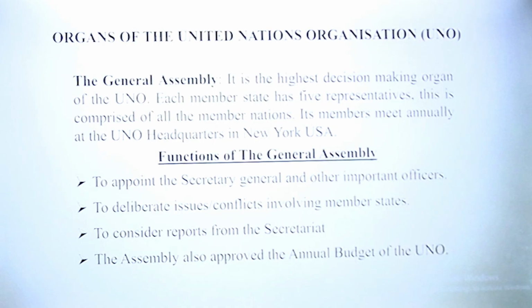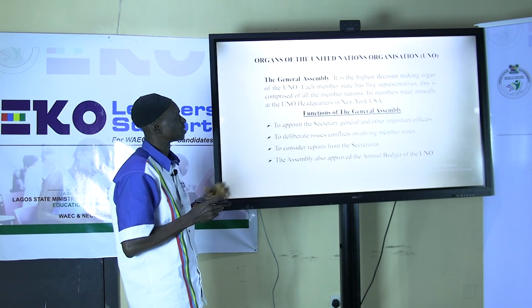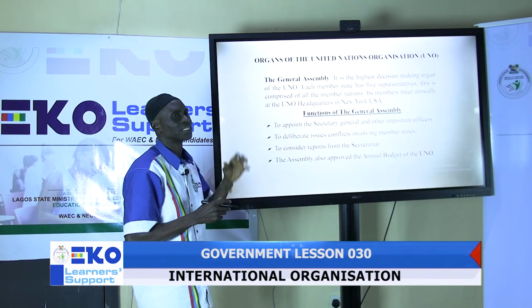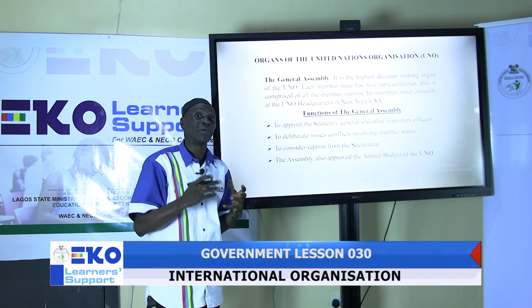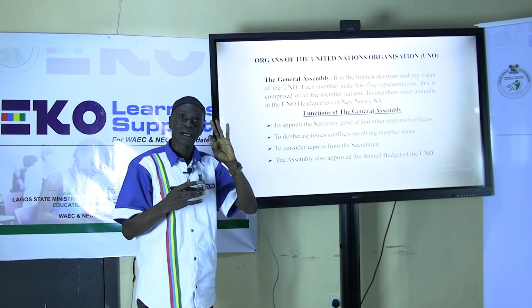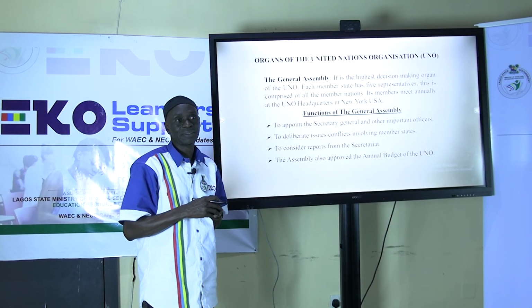Organs of UNO are six in number. The first one is the highest decision-making organ, called the General Assembly. Like I said, it is the highest decision-making organ. Each member state has representatives. For example, Nigeria is a member of UNO, so the Assembly has a Nigerian in the membership.